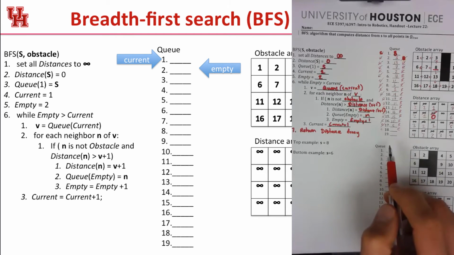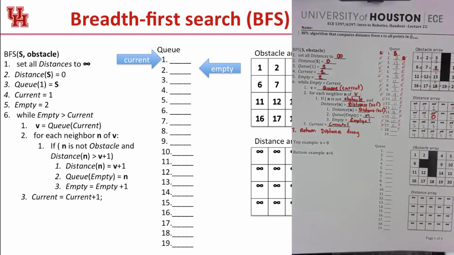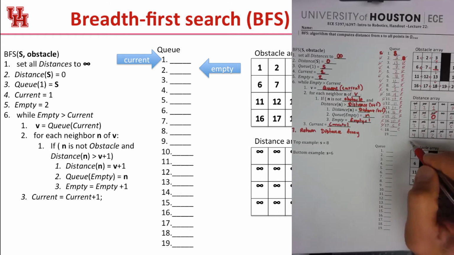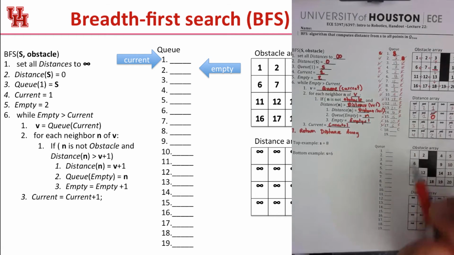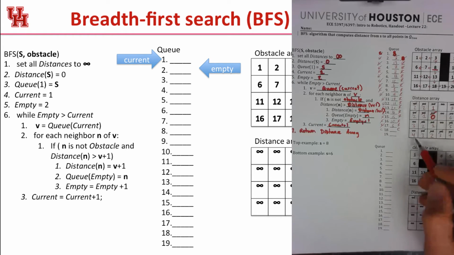And now empty is not greater than current, and so we can exit. We're going to return this distance array. Sometimes people also return these parent arrays, but you don't have to do that, because now if we're given the distance array, we can take any point.